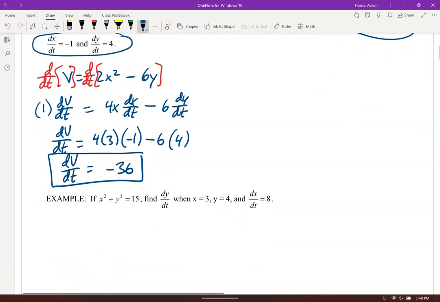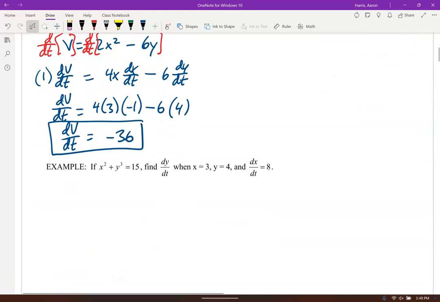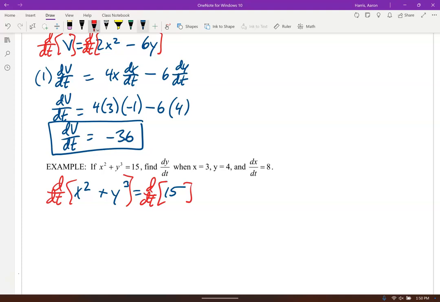Let's do one more like that. Let's take the derivative with respect to time, or with respect to t. So x squared plus y cubed equals 15. And let's go ahead and take that derivative with respect to t. So you've got 2x, again, variables do not agree, so dx/dt, plus 3y squared, variables do not agree, so dy/dt, chain rule, equals the derivative of a constant, of course, is 0.